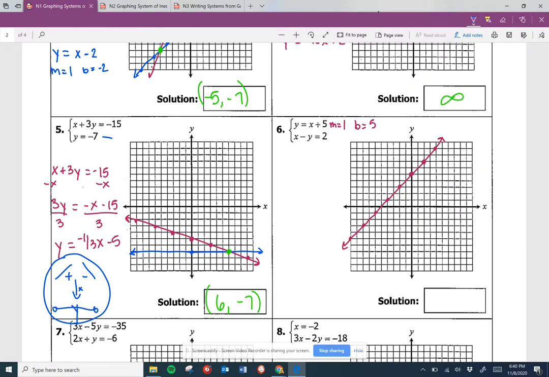Okay, if you remember, lines that have the exact same slope, which these lines do, they both have a slope of 1, they are going to be parallel. If they are parallel, that means that there is no solution. Okay, there is no solution because there is no place that those two lines touch each other.